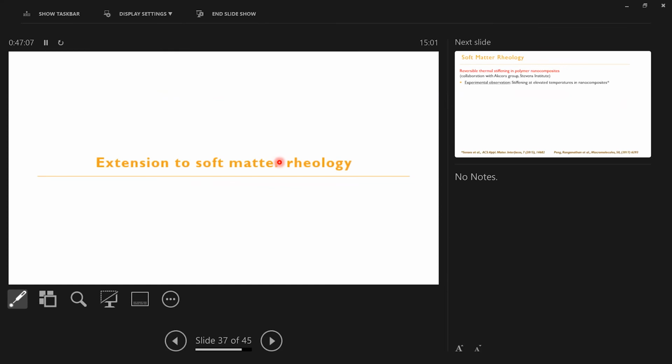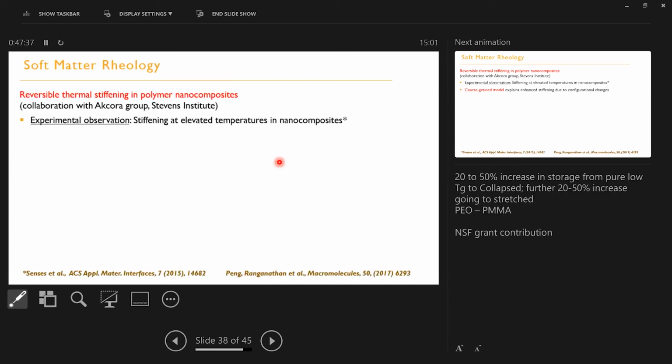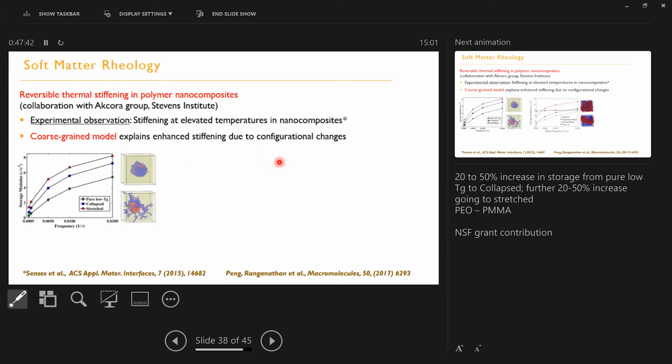Okay, so for the next part of the results, we wanted to extend it to soft matter. So far we have dealt with hard inorganic materials. These are alloys and glasses. But what about polymer composites? These are typically candidate materials for high viscoelastic loss. Because the polymer chains are soft in nature, they can dissipate energy, and we wanted to extend it to polymer materials.